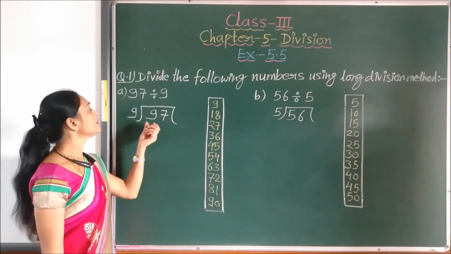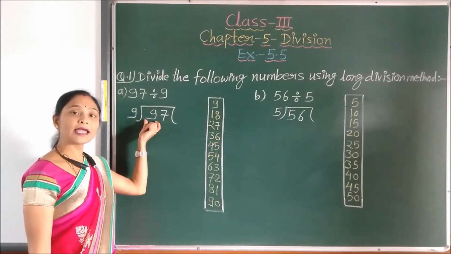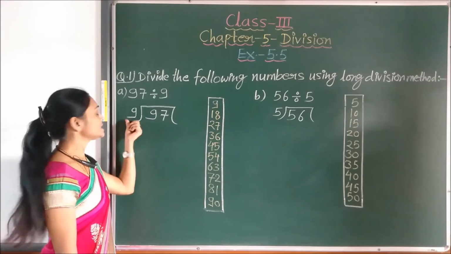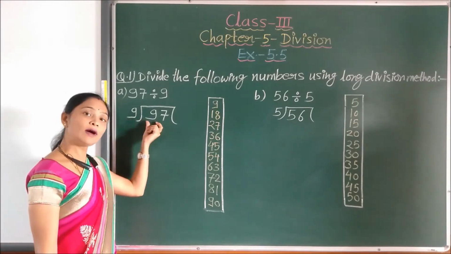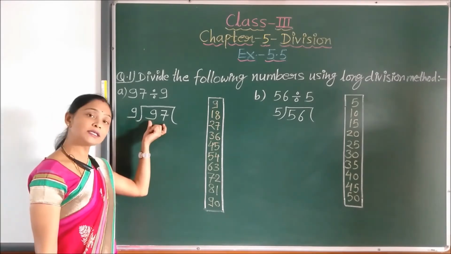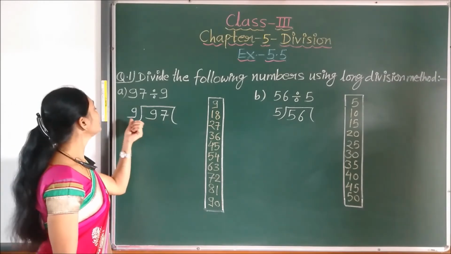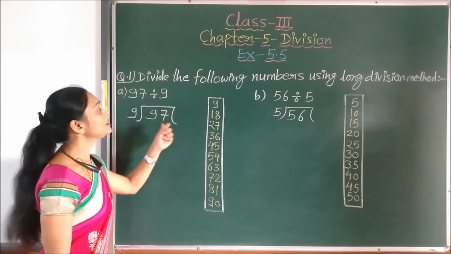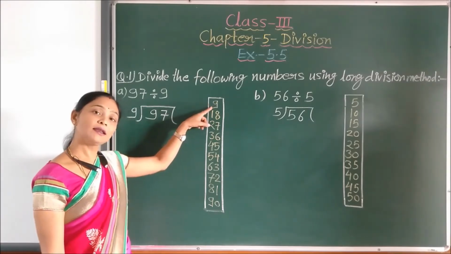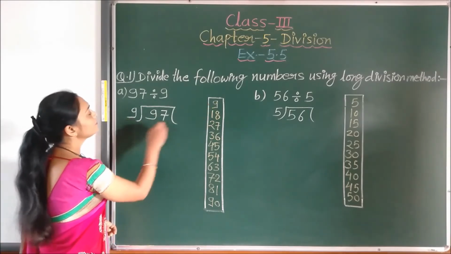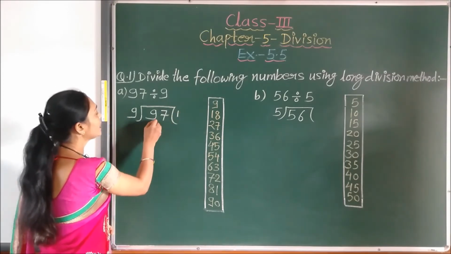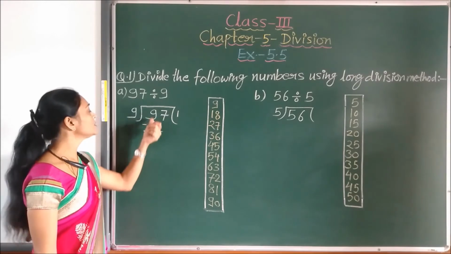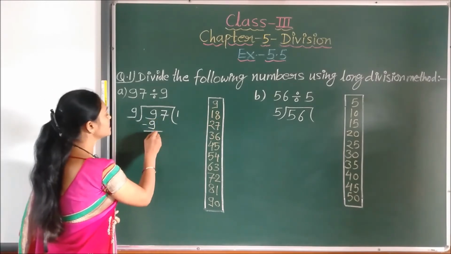See children, if this number is equal to or more than this divisor, then we will take only one number. No need to take both the numbers together. So first we will read 9's table only for this 9. 9 ones are 9. So 9 minus 9 is 0.